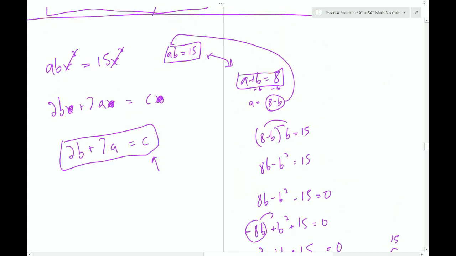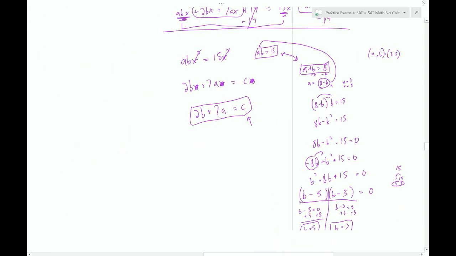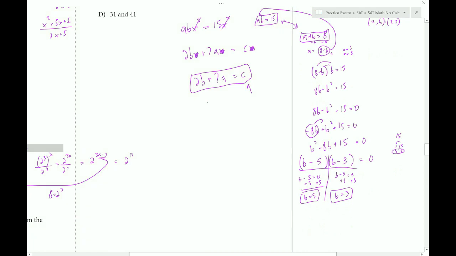Now when we plug them back into here, if we plug in 5, we get a equals 3, and if we plug in 3, we get a equals 5. So basically what that shows us is that our pair of numbers a, b are going to equal 3, 5 in either order that we choose. Okay. So let's plug in the 3 and 5 in first for a and b.